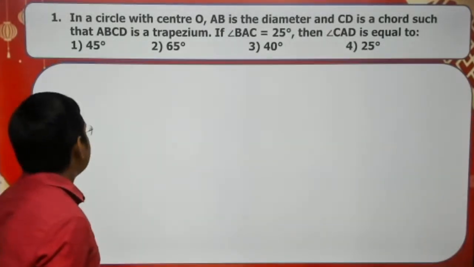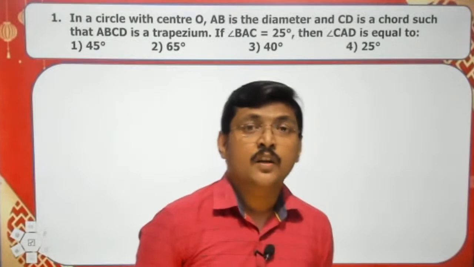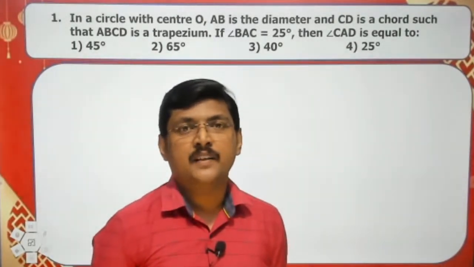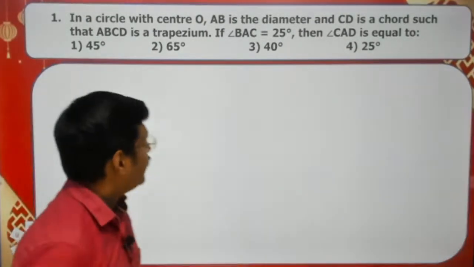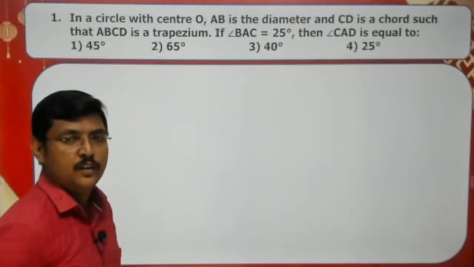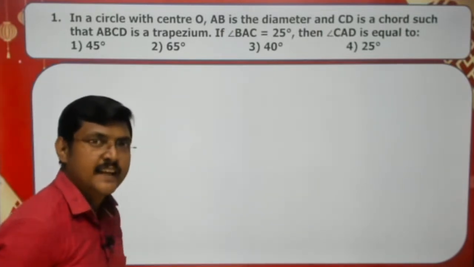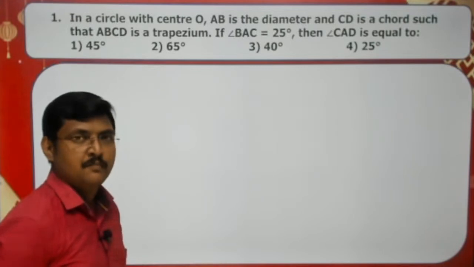Such that ABCD is a trapezium. So for a trapezium, we know that one pair of sides is parallel and the other pair is non-parallel. If angle BAC is equal to 25 degrees, then angle CAD is equal to? That is what we need to find. Here it's an important question. It's a previous year SSC, I think a CHSL question, right?